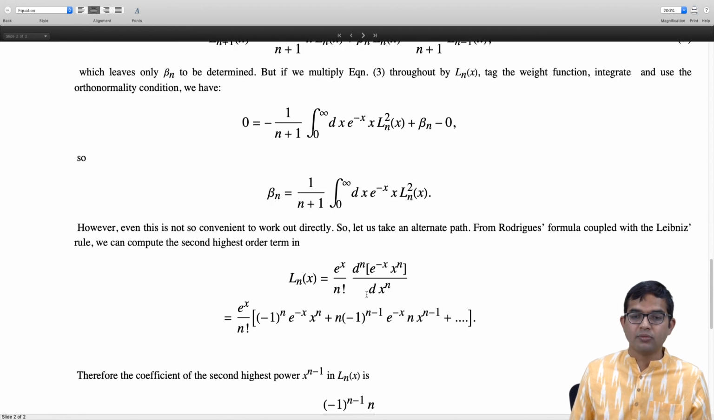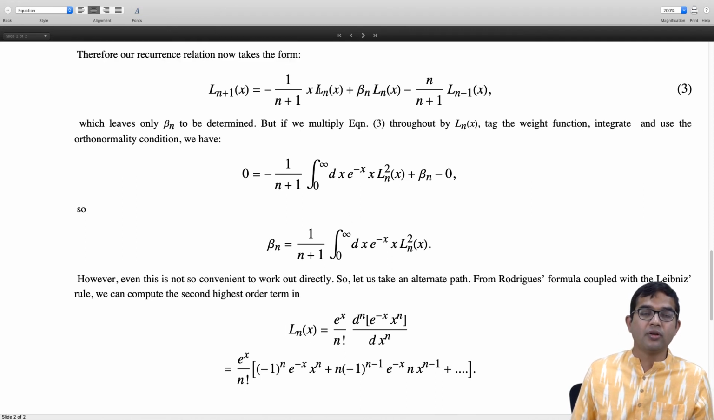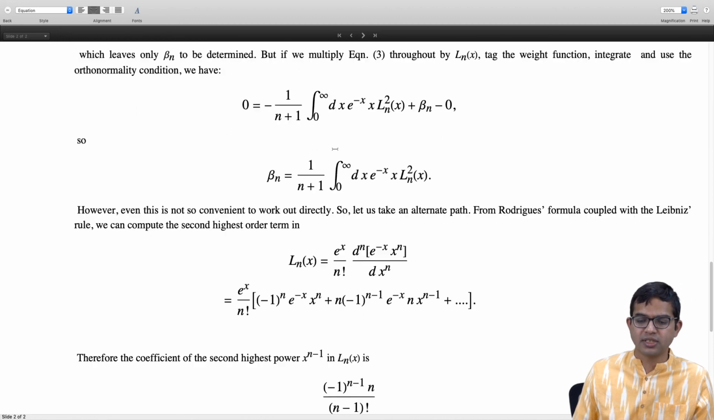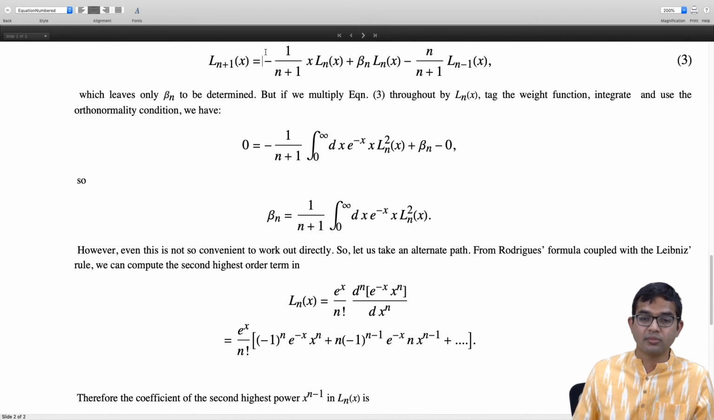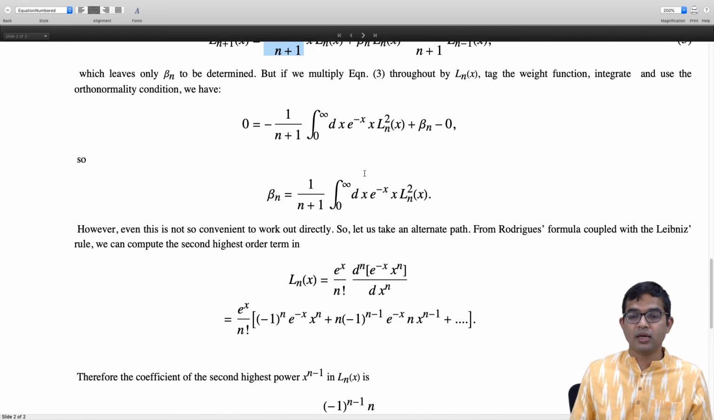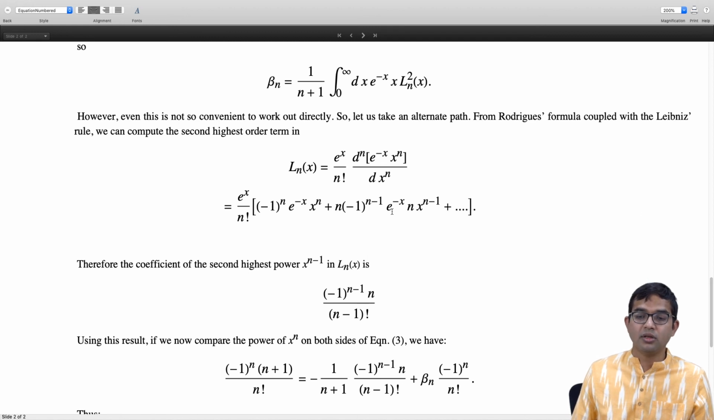And then again, we have x times ln of x, right? So ln of x is a polynomial of degree n. So if you take the highest power here and multiply with x, that's going to correspond to x to the n plus 1, but that's not what we want. So we want the next order term, and that order term is exactly what we just calculated. So it's just exactly minus 1 to the n minus 1 times n divided by n minus 1 factorial. Then we have to tag along this factor minus 1 over n plus 1. And then we also have plus beta n times, this is the highest order term.